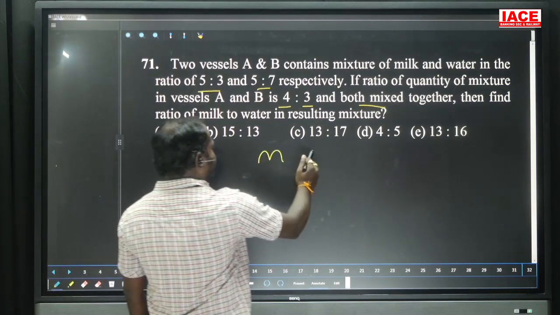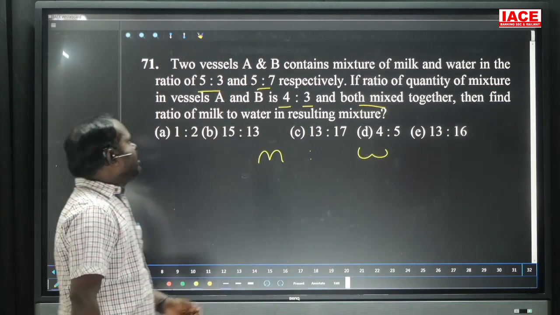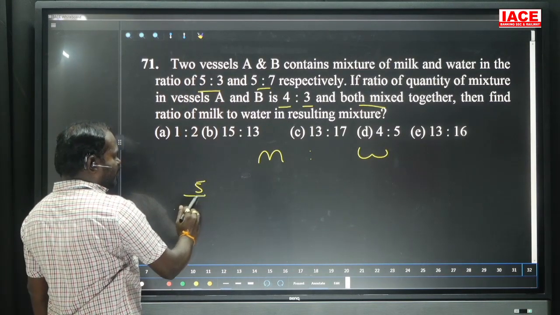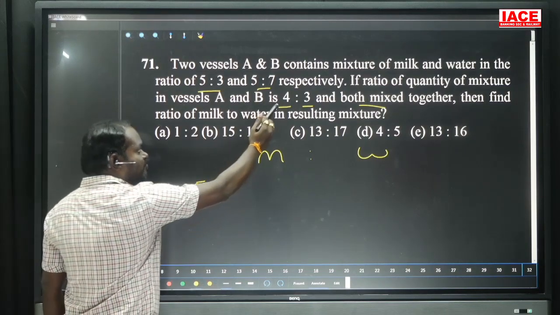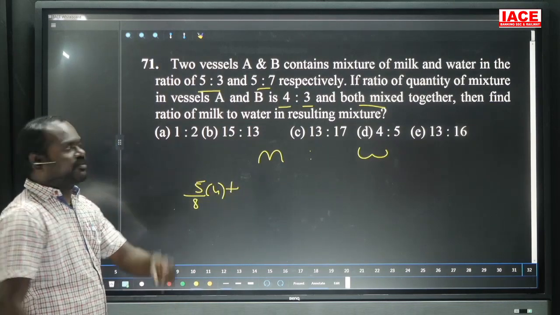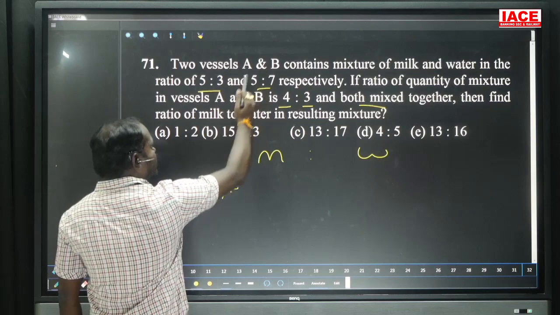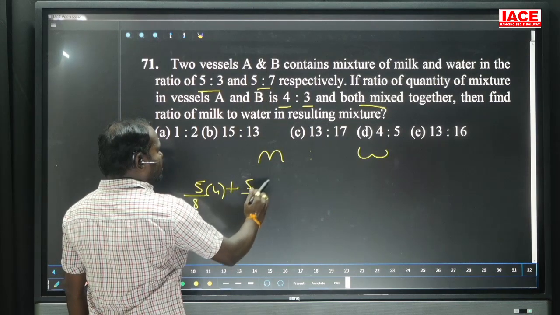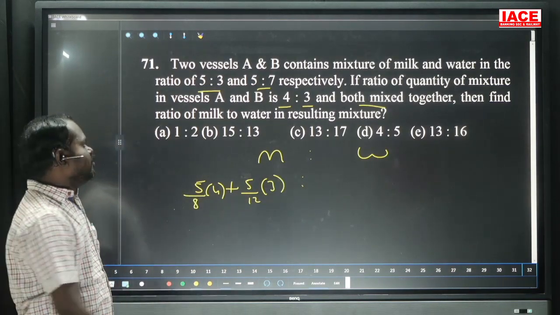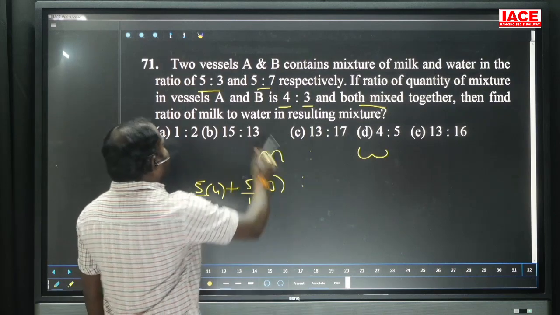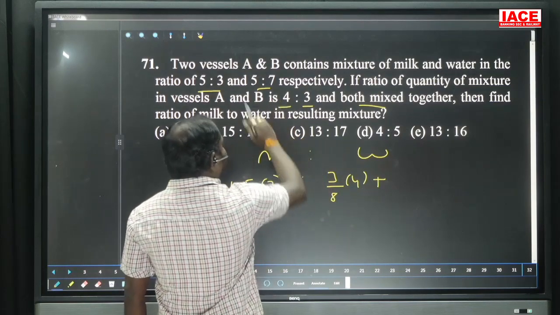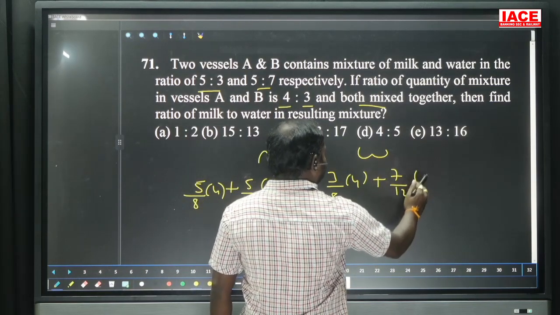Milk to water. From the first can, how many parts of milk are we getting? 5 parts milk out of 8 parts, from 4 liters, nothing but 4 parts, plus from the second can, how many parts of milk? 5 parts out of 12 parts, from 3. In the same way, I write for water: 3 out of 8 from 4, and the second one 7 out of 12 from 3.